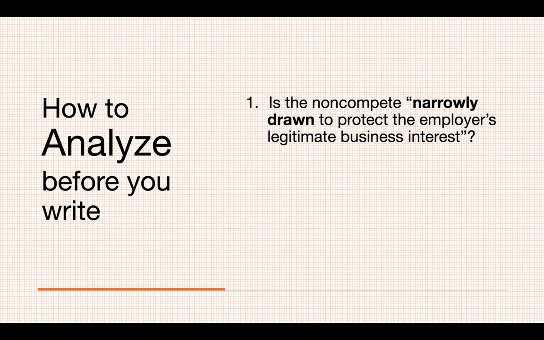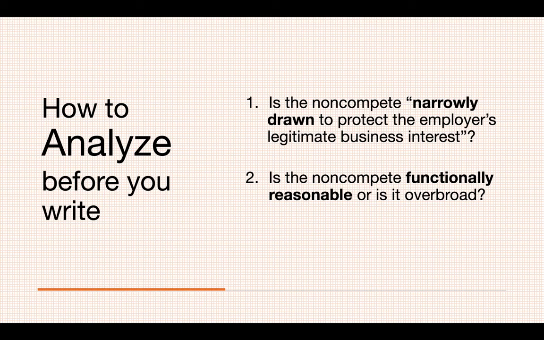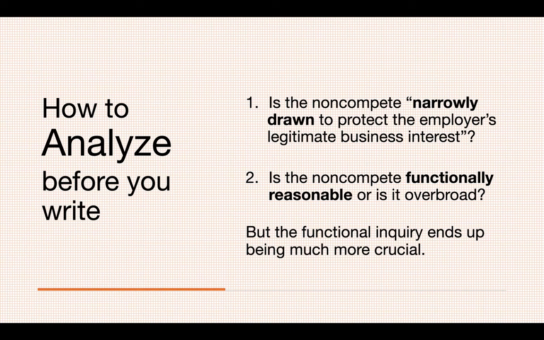There are 2 parts. Obviously, the memo assignment asks you to focus on the first prong, which is about being narrowly drawn to protect the employer's legitimate business interest. I think this prong is actually quite easily satisfied based on the case law. The next question is much more involved, and this is where I would like you to focus your memo. Is the non-compete functionally reasonable, or, on the other hand, another way of saying it is it overbroad? Now, of course, these inquiries are related, but as I said, the functional inquiry ends up being much more crucial.